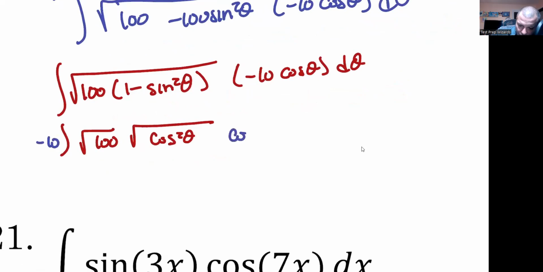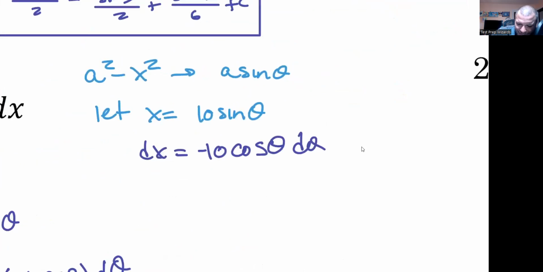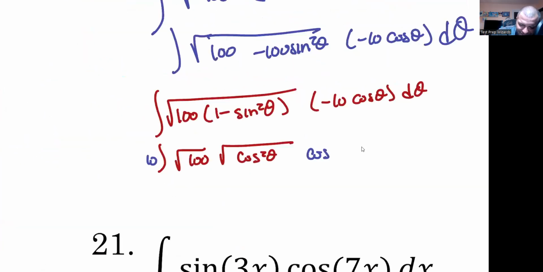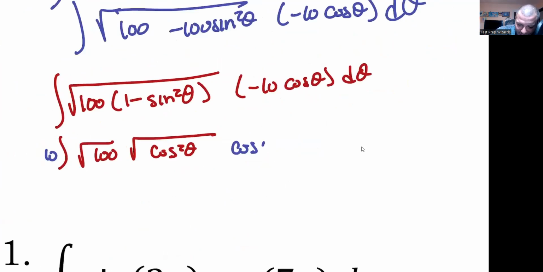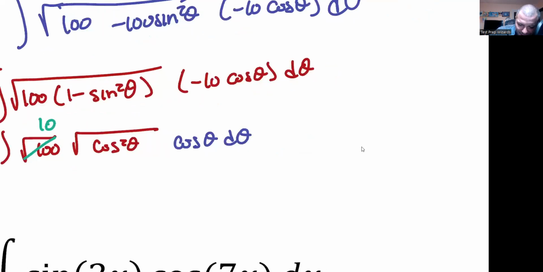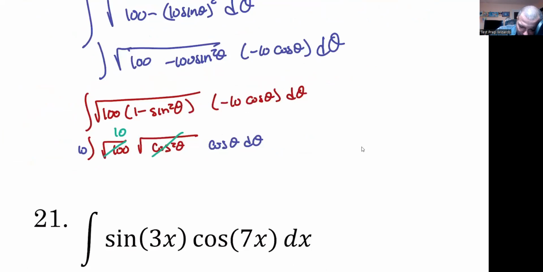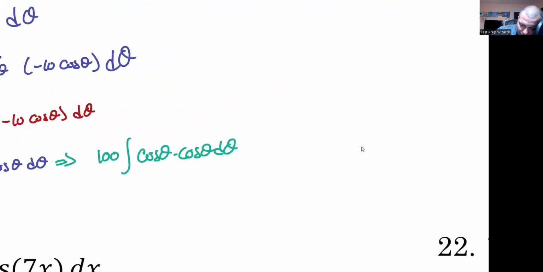Right there, cosine. Did I really say that the derivative of sine was negative cosine? I don't know if you can see the clock behind me, but it is a wee hour of the morning, and those mistakes happen at the wee hour of the morning. I knew something didn't feel right. That's why there was an awkward pause. So this would be 10, and this would be just cosine. As we simplify, we're going to get 100 cosine of theta times cosine of theta d theta.